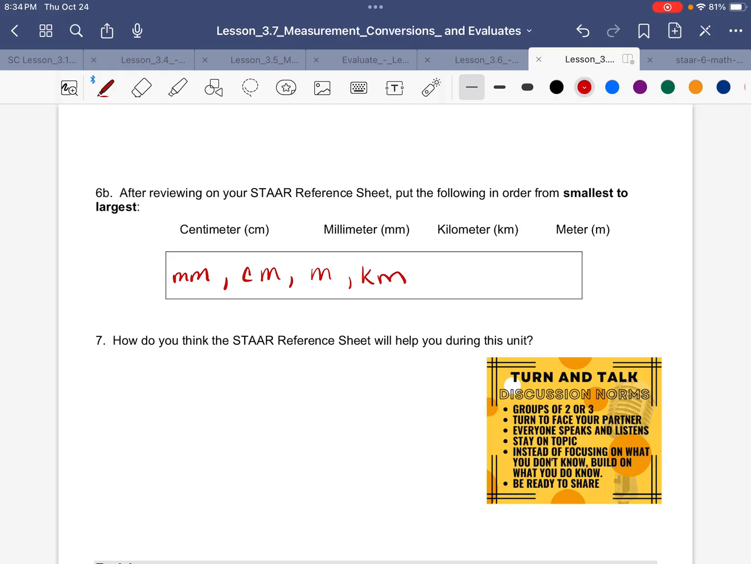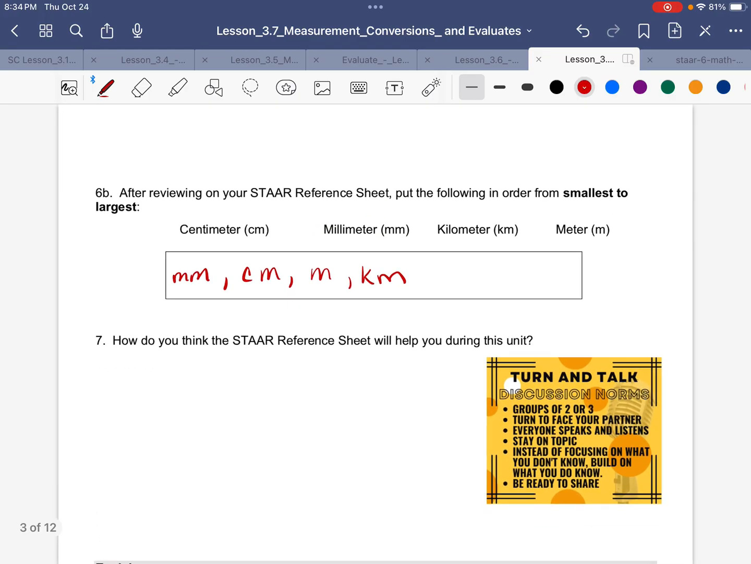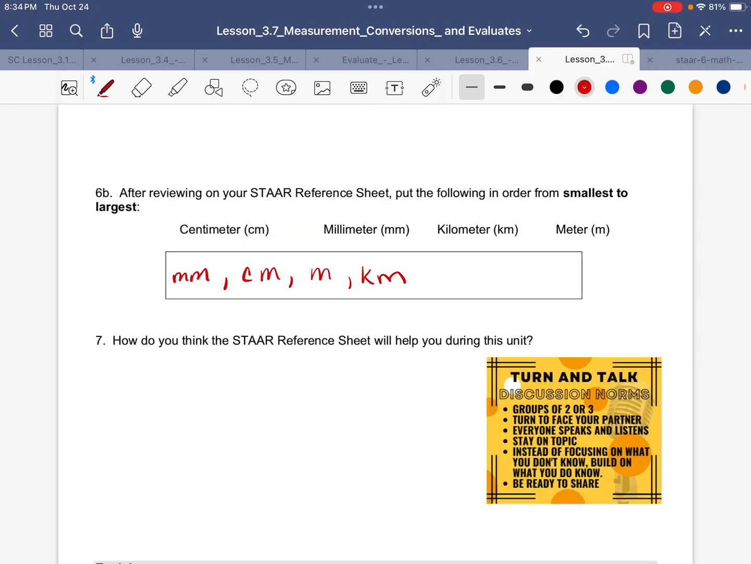So 7 asks us, how do you think that the STAAR reference sheet will help you during this unit? If we're converting measurements, if you look at the STAAR reference sheet, it tells you how to convert them. It says if you have 1 cup, it means it's 8 ounces. So we know if we had 2 cups, it'd be 16 ounces, right? So it gives you that conversion, the units that you need.